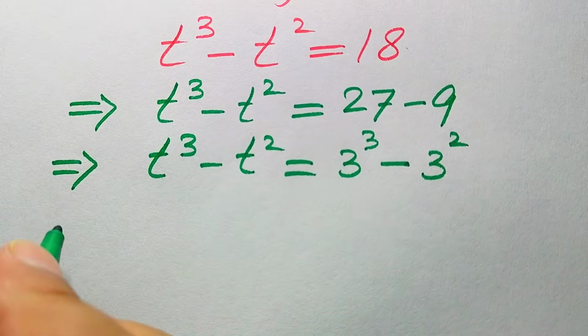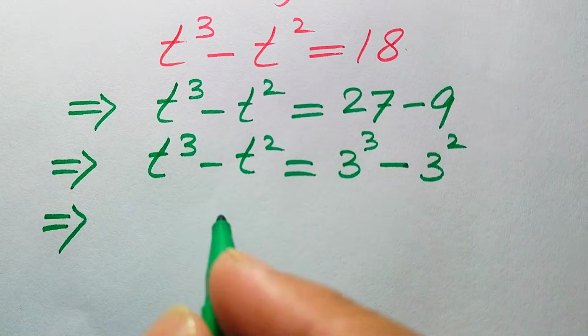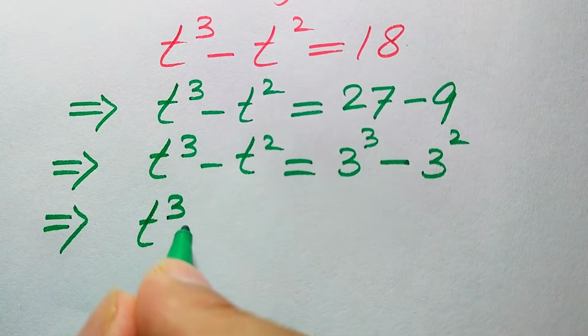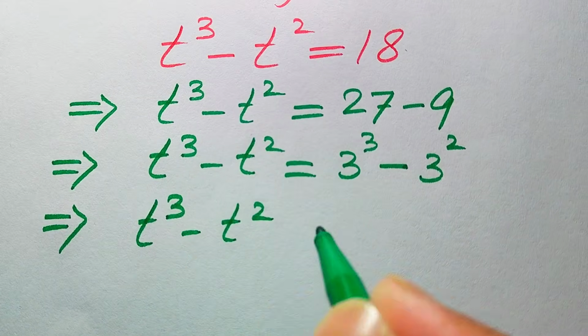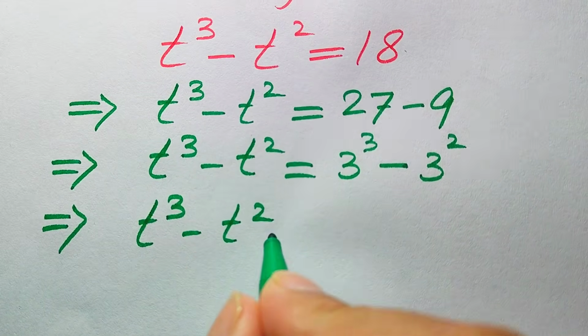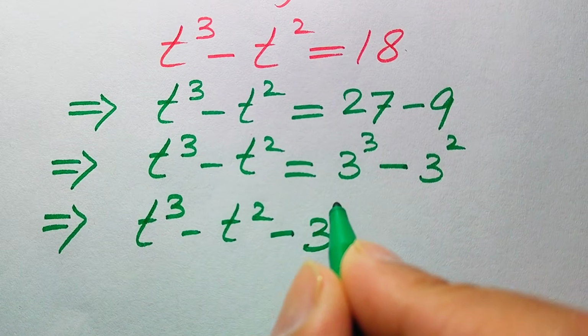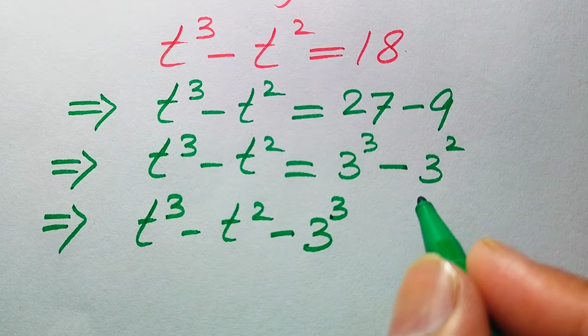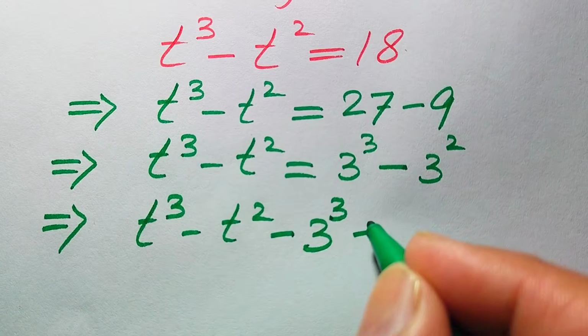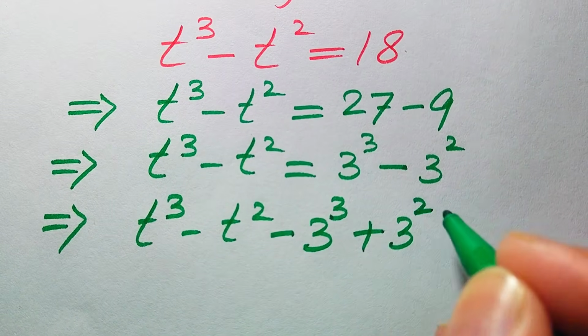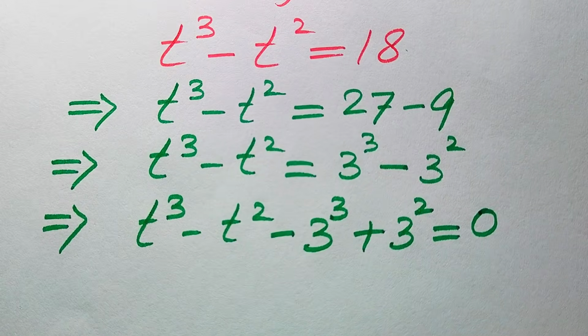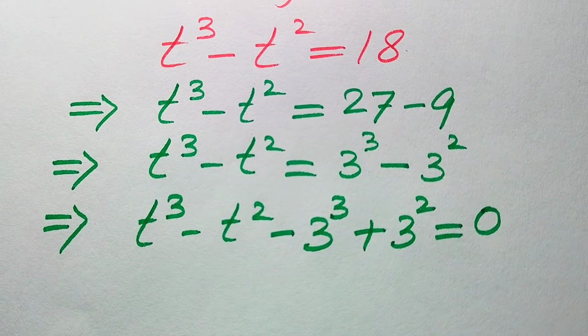And now in the next step, we move all the terms from the right hand side to the left hand side, and it will be written as t cubed minus t square. This is 3 cubed; when we move it to the left hand side, it becomes minus 3 cubed. And this is minus 3 square; when we move it to the left hand side, it becomes plus 3 square. And this whole equation is equal to 0.